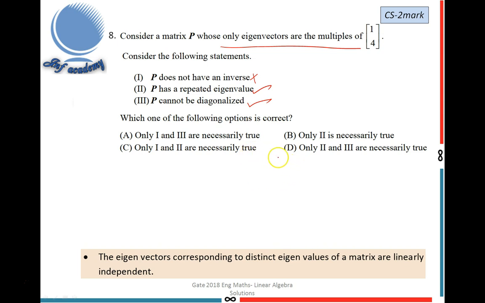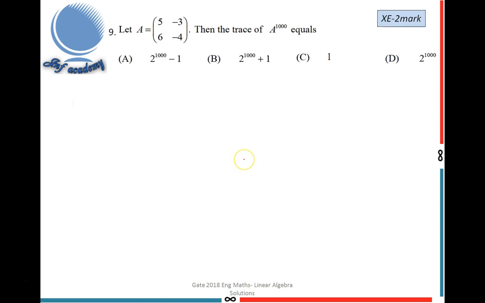So options second and third are necessarily true. Option D is the correct answer. Answer is option D. Next, let's move on to the ninth problem.